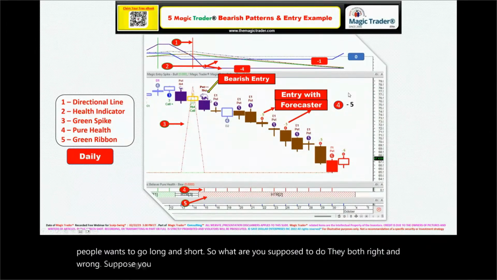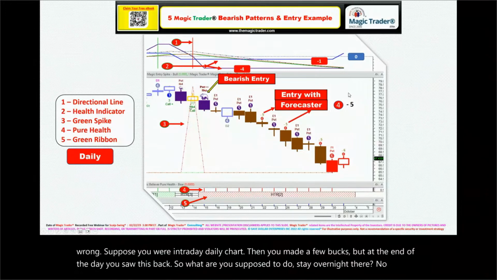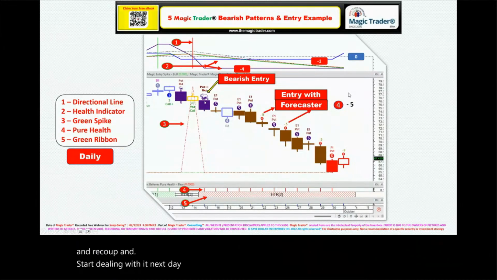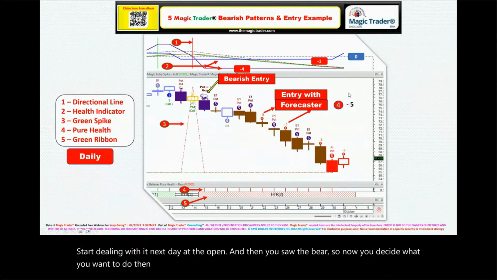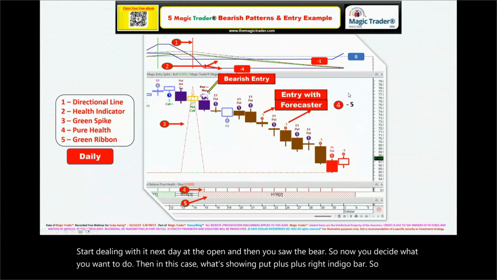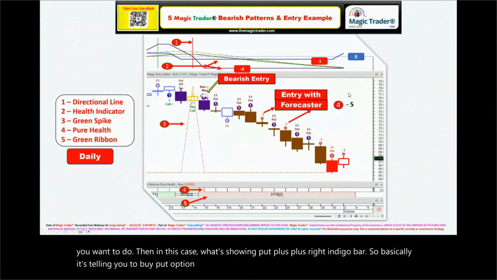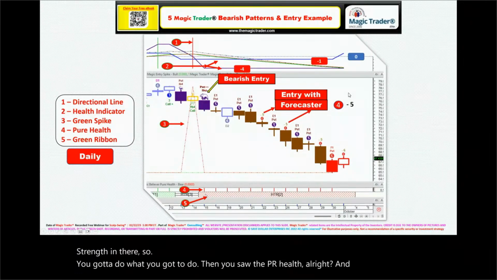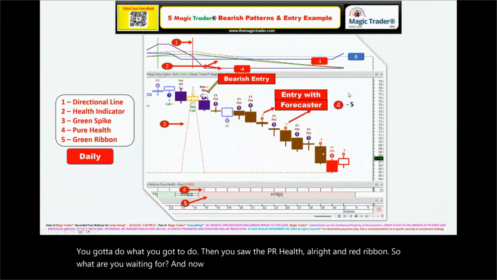Suppose you were trading an intraday or daily chart, and you made a few bucks. But at the end of the day, you saw this spike. So what are you supposed to do? Stay overnight there? No. Get out, recoup, and start dealing with it the next day at the open. And then you saw the bear. So now you decide what you want to do. Then in this case it was showing put plus plus, right? Indigo bar. So basically it's telling you to buy a put option, and it has strength in there. So you got to do what you got to do. Then you saw the pure health and a red ribbon. So what are you waiting for? Now you enter here, and the rest is history.